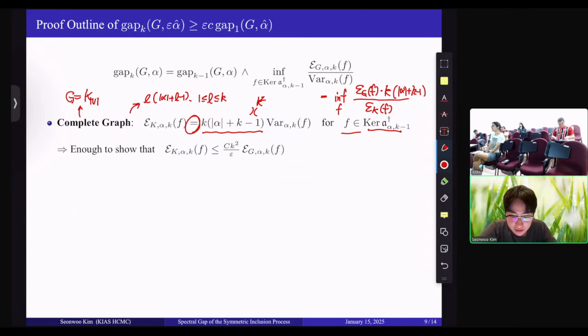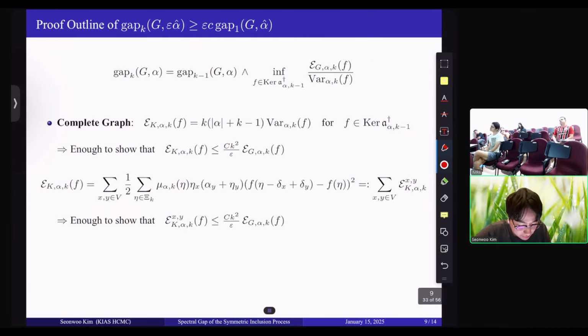Okay, so to conclude that this infimum is lower bounded by some epsilon, it is enough to show that you can upper bound the Dirichlet form of the complete graph by the Dirichlet form of the original graph, but with the help of these terms. So we have a room of 2 Ks and then a room of 1 epsilon in the denominator. So this is the thing we should do. The Dirichlet form can be divided into each edge, and then we are fixing the graph, so this does not give any difficulty in the scale.